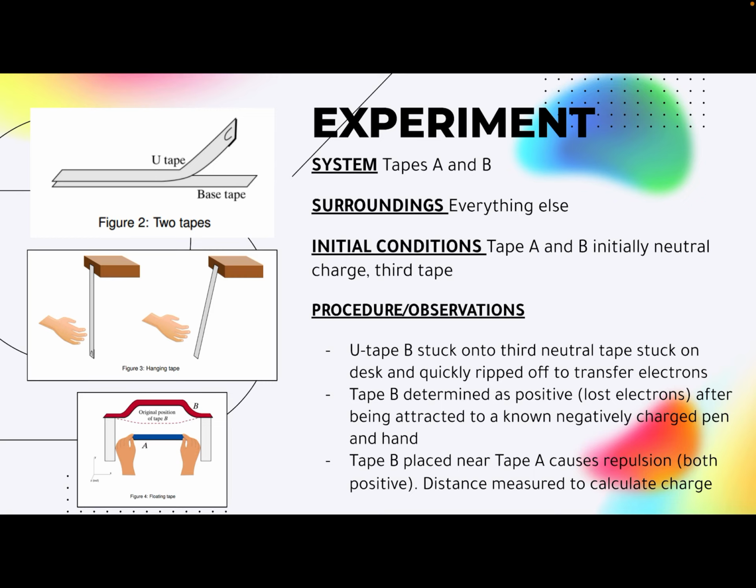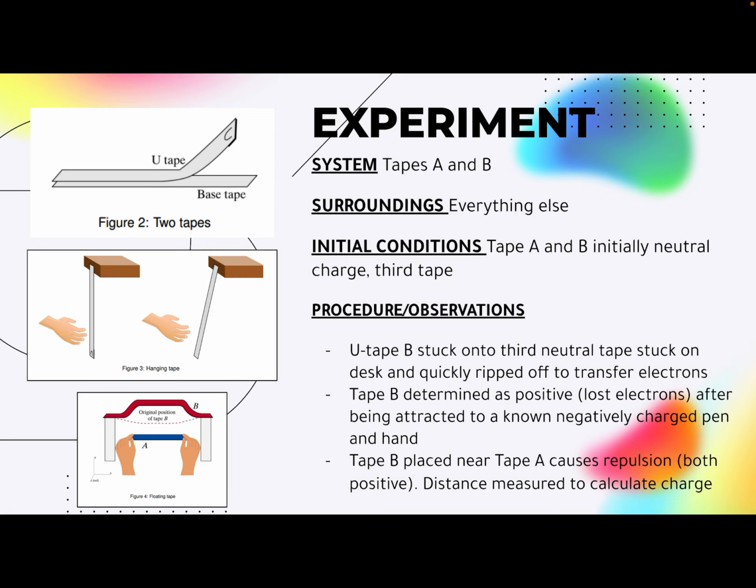For the procedure, a neutral tape was stuck to a desk. Tape B is then placed onto the desk tape and quickly ripped off, causing the transfer of electrons and inducing a charge. To determine whether this charge was negative or positive, tape B is held up to a known negatively charged pen. Tape B is attracted to the pen, confirming that tape B is positive.